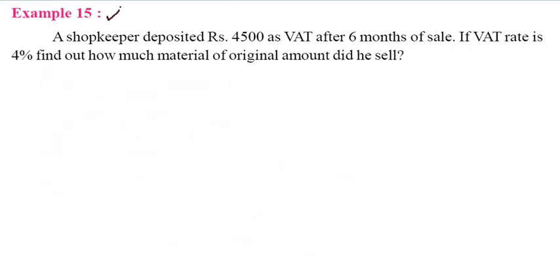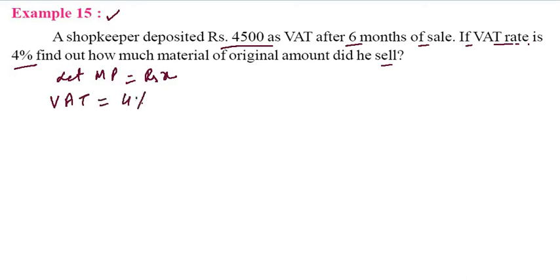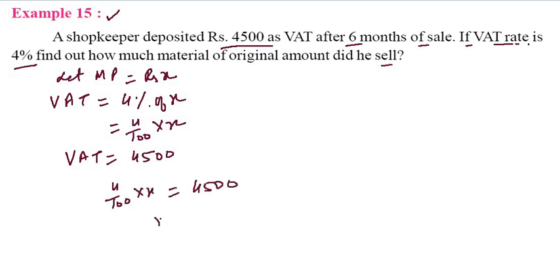Now come to the next example. The example is 15. A shopkeeper deposits rupees 4,500 as VAT after 6 months of sale. If the VAT rate is given as 4%, find out how much material of original amount did he sell. So let us do this. Let the marked price be rupees X. So VAT is equal to 4% of X, so it is 4 upon 100 into X. Now VAT is given as 4500. According to the question, 4 upon 100 into X will be equal to 4500. So X will be equal to 4500 into 100 upon 4.